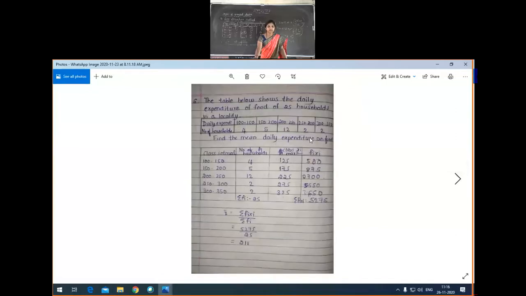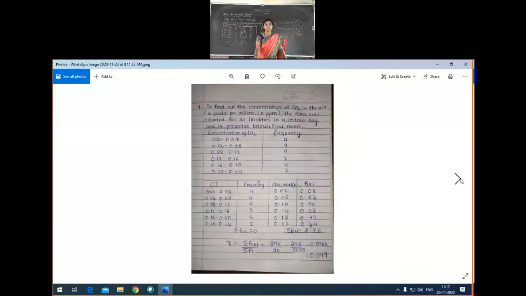Next, the sixth one is also the same. Direct mean you have to find out. Number of households, class interval, class mark, Fi xi. When we add this, 5275. So x bar is equal to sigma Fi xi divided by sigma Fi. Then the answer is 211. Okay.